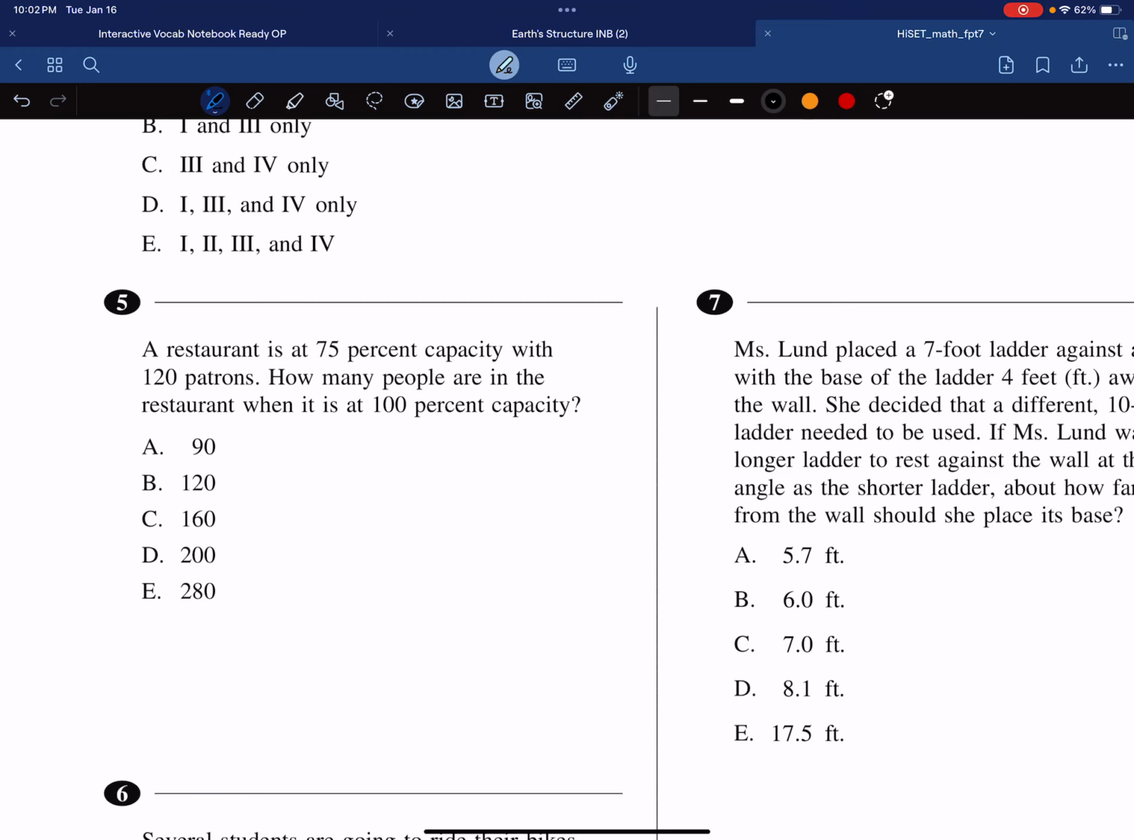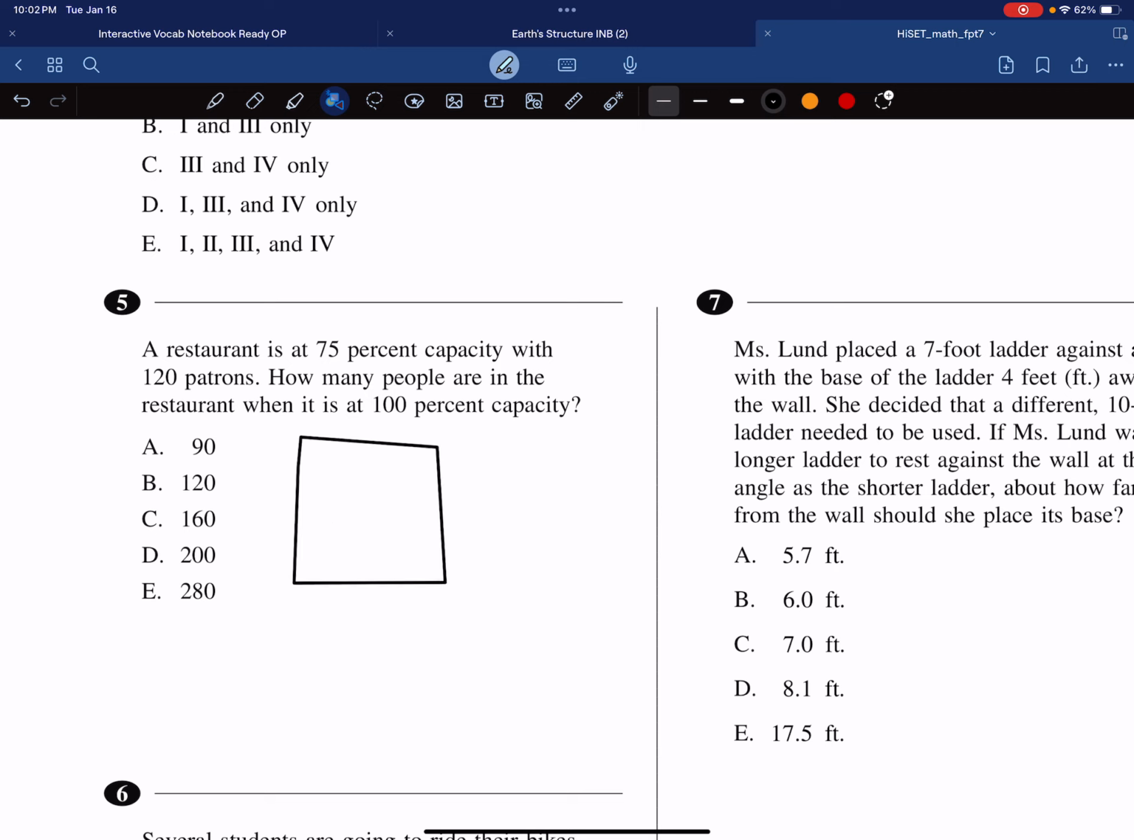Number 5. A restaurant is at 75% capacity with 120 patrons. How many people are in the restaurant when it is at 100% capacity? And this one can be tricky if you don't get a really good idea of what's going on.